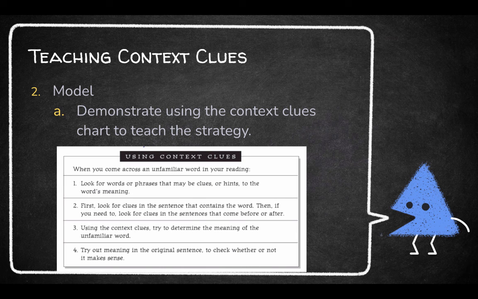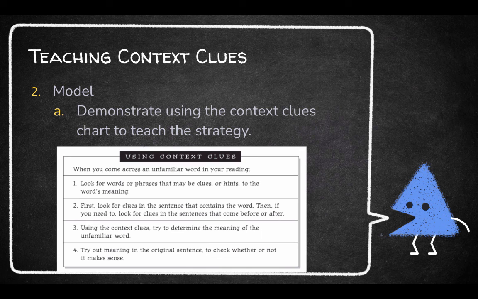The second step is to model. Demonstrate using the context clues chart to teach the strategy. So you can use the context clues chart posted here, which is also in your textbook, to teach the strategy. So when you come across an unfamiliar word in your reading, number one, look for words or phrases that may be clues or hints to the word's meaning.